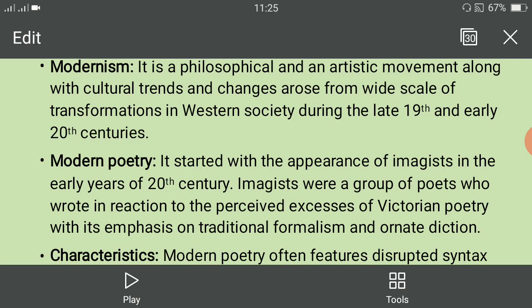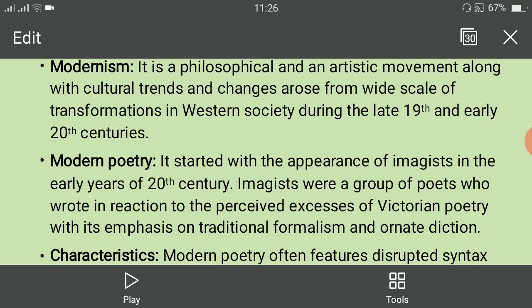The topic of today's lecture is modernism and its characteristics. As we all know about the history of English literature, there are many periods and ages in English literature, and each age speaks differently about the culture, about the historical archives of that age, about the tradition, about the language, about the style, about the poets and their genres as well.